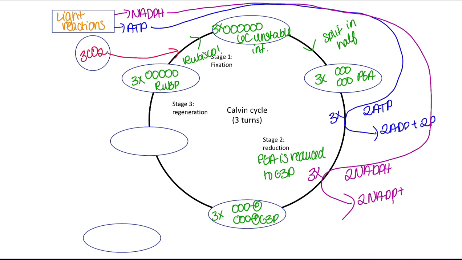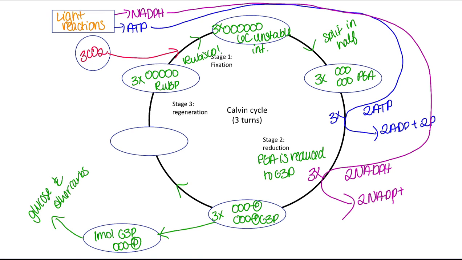So G3P is our golden molecule. It's the one that we are after. And we talked about how for 3 turns of the Calvin cycle, we can have 1 molecule of G3P leave the cycle. That molecule of G3P can then be used to make glucose and other carbs. So now what we are left with is 5 G3P molecules, because we had 6 at the end of stage 2, 1 of them left, and now we have 5 G3P molecules, which means we have 15 carbons, the exact amount that we need to regenerate our RuBP.